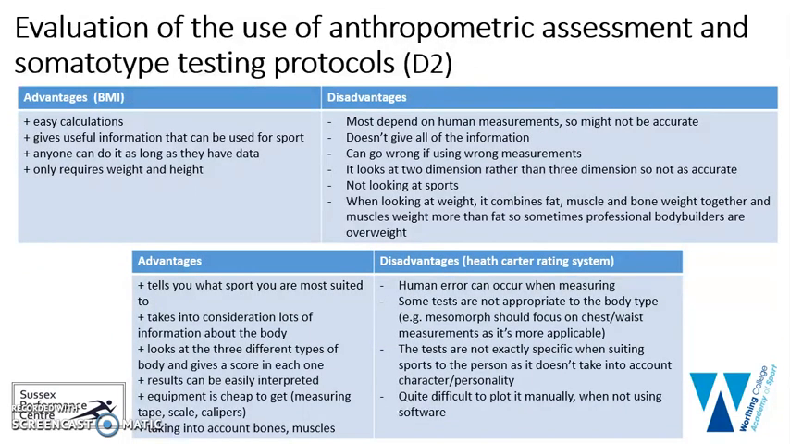For BMI, there is easy calculation to use. It gives information that can be used for sport. Anyone can do it as long as they have data, and it only requires weight and height. However, the disadvantages: it's most dependent on human measurement, so might not be accurate. It doesn't give all of the information. It can go wrong if using wrong measurements.